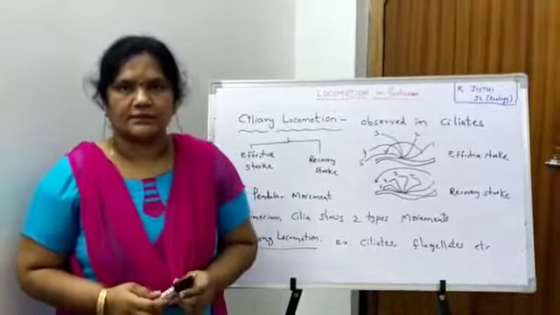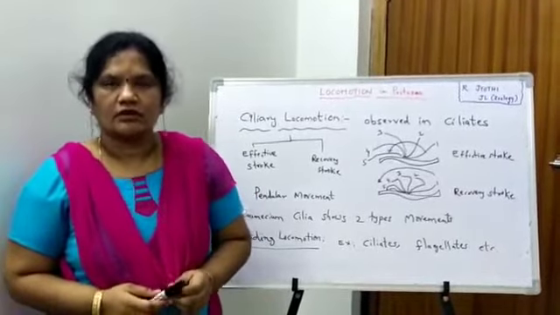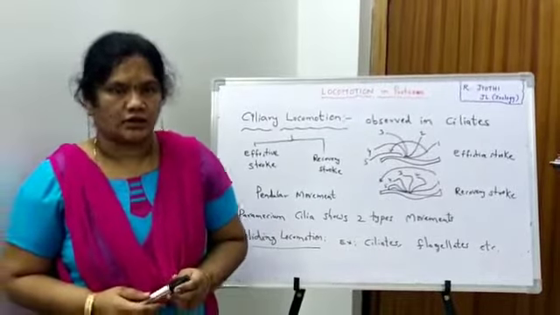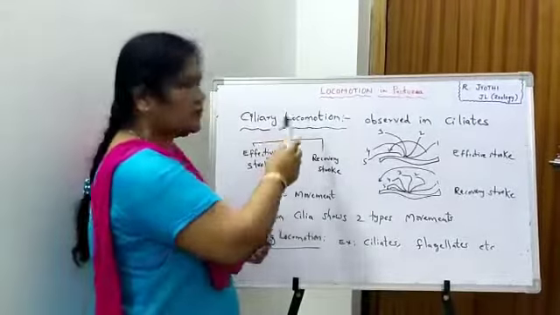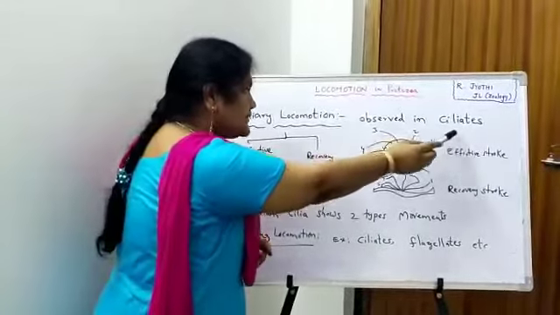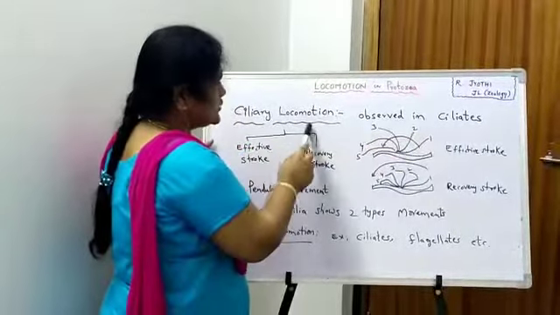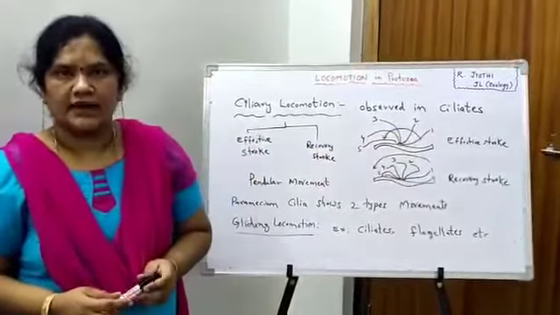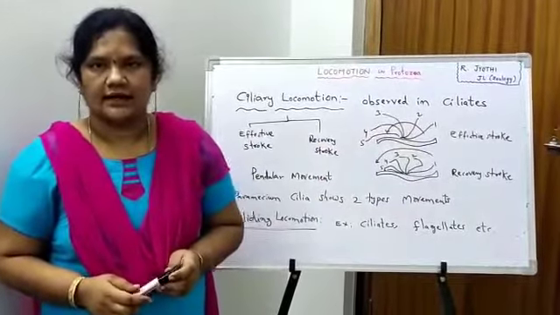Hi everyone, in the previous class we talked about flagellar locomotion. Now in this class I will talk about ciliary locomotion. Ciliary locomotion is observed in ciliates. It is performed by bending movements of the cilia.